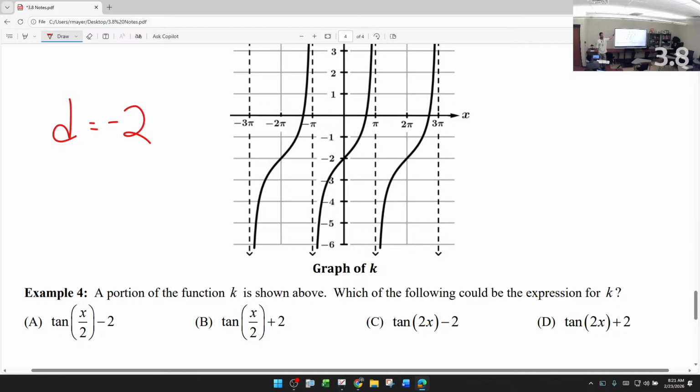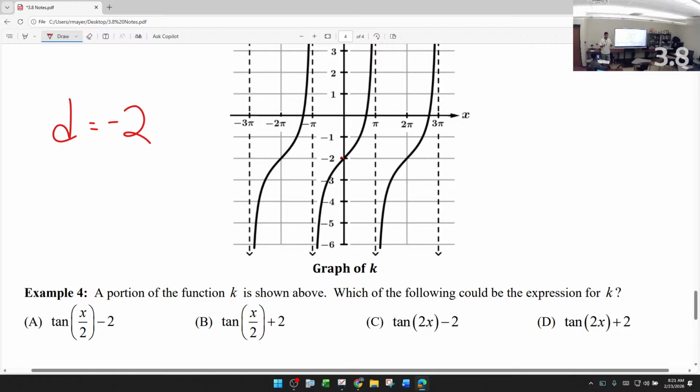It is not shifted left or right, because the point of inflection is at 0. Y'all okay with that? It could be shifted left or right, but if it's shifted, it's shifted left or right by pi, because pi is the period.